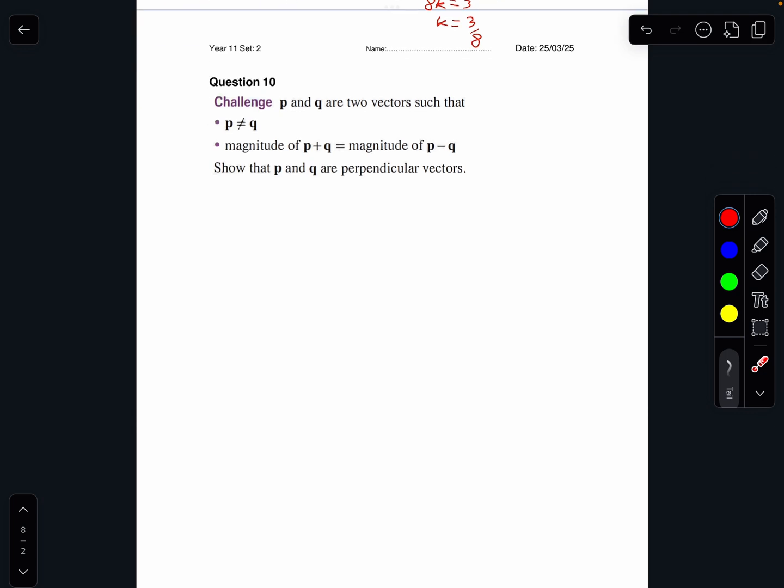Right, P and Q are two vectors such that P is not equal to Q. This is a really hard question.